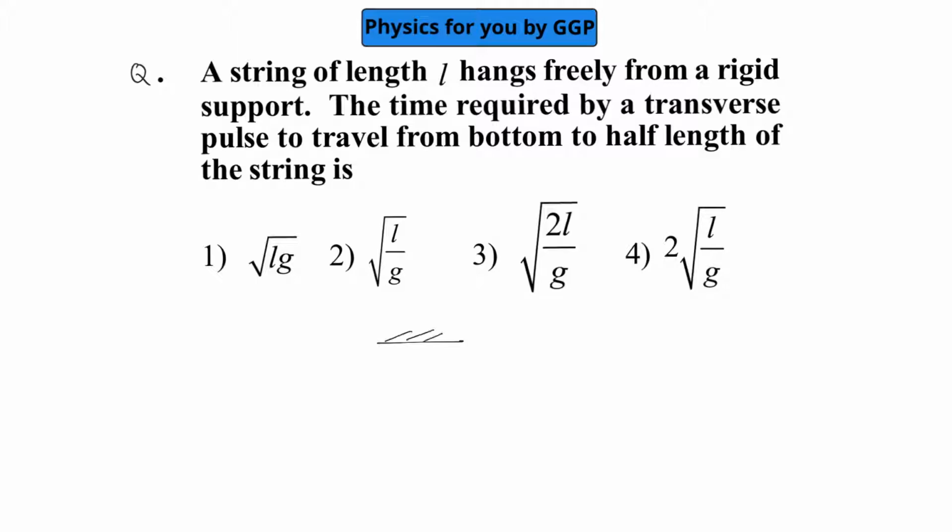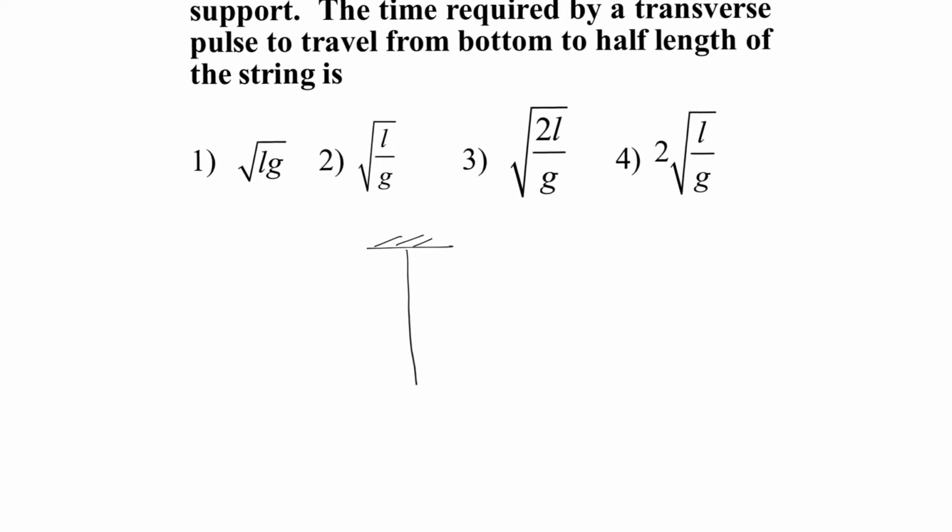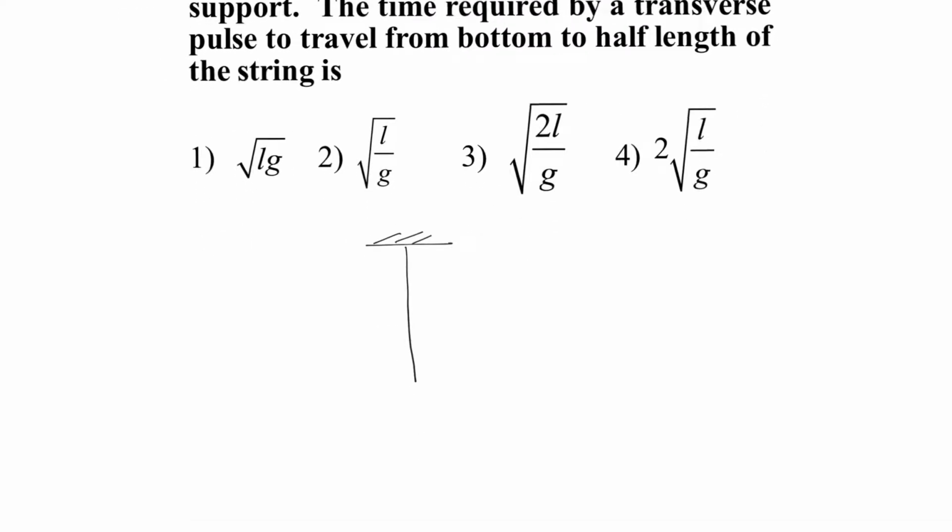A string of length L hangs freely from a rigid support. The time required for a transverse wave pulse to travel from bottom to the half of length of the string is. So basically our aim is to find out the time taken by the waves to travel from here to here, or from point A to point B.